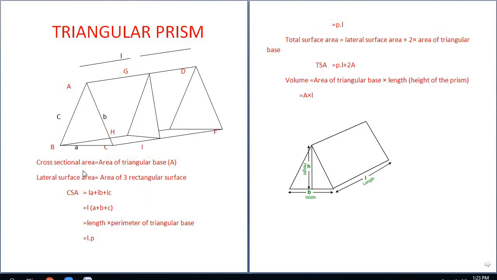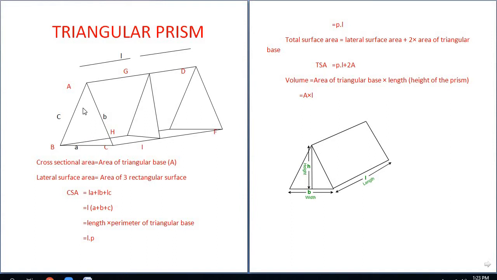Here the cross-sectional area means if we cut a triangular prism and take a slice, we get a triangle which is equal to the area of a triangular base. The area of ABC is the cross-sectional area. We can calculate the cross-sectional area, or the area of the triangle, by the nature of this triangle.